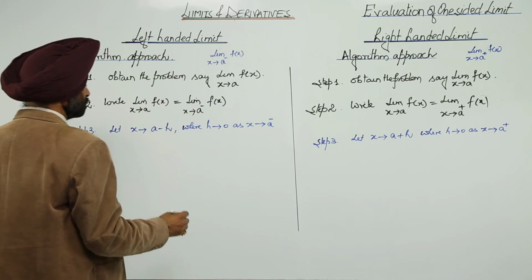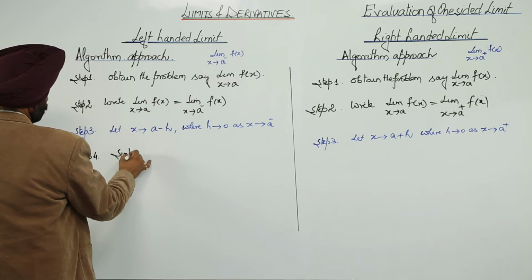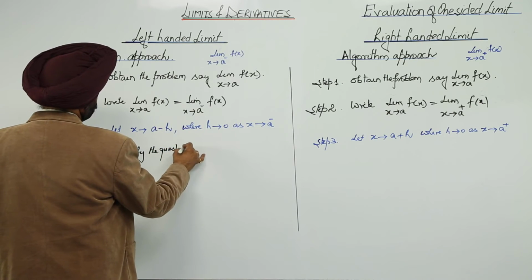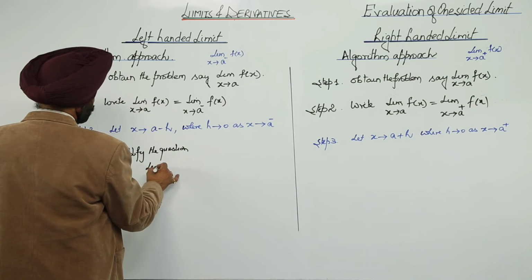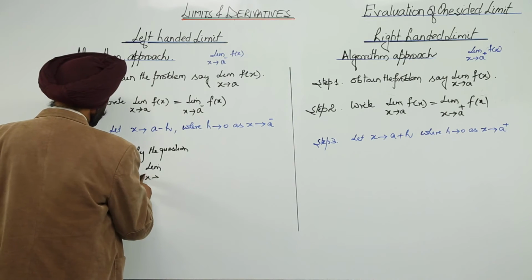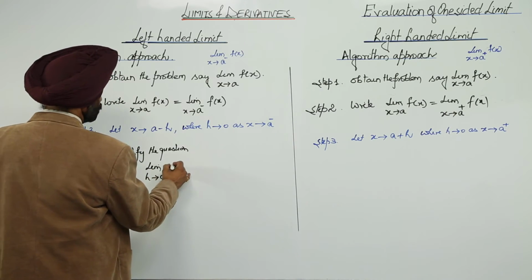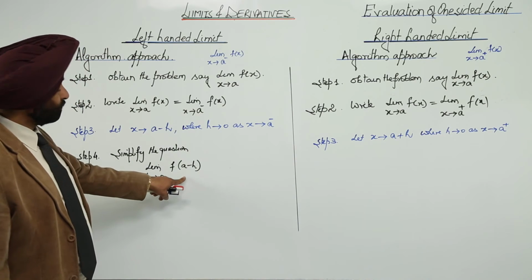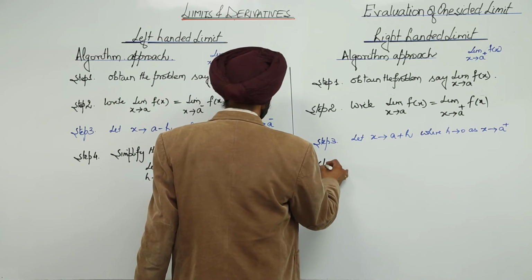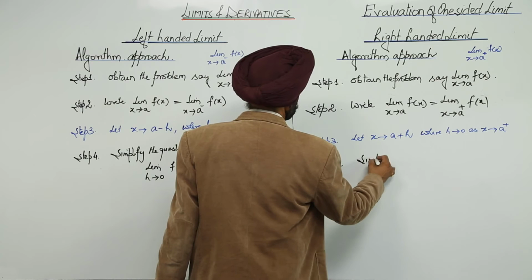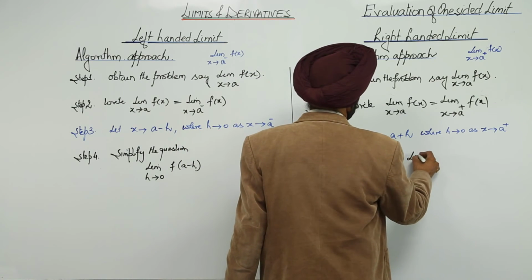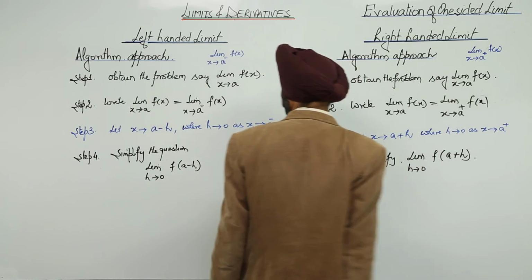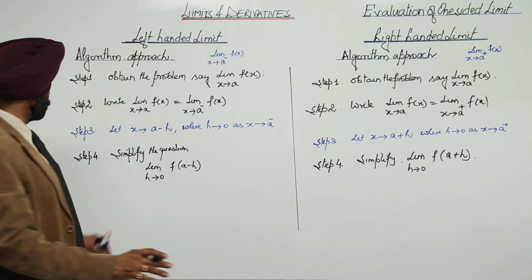Now step 4 is: simplify the question. Limit h approaches 0 of f(a minus h). Okay, so limit h approaches 0, f(a minus h). And here, step 4, simplify limit h approaches 0 of f(a plus h). Is it clear? Both things we are going to simplify.